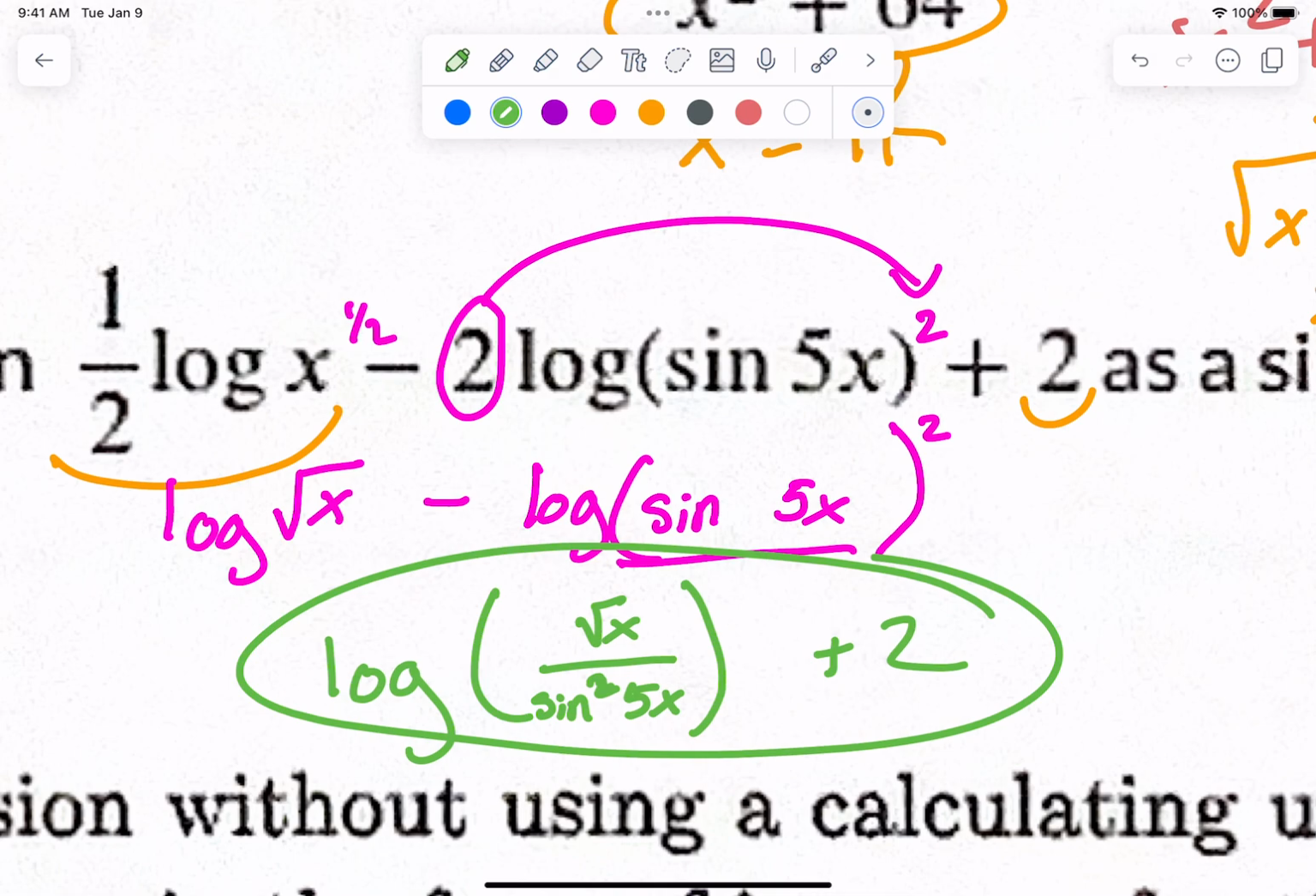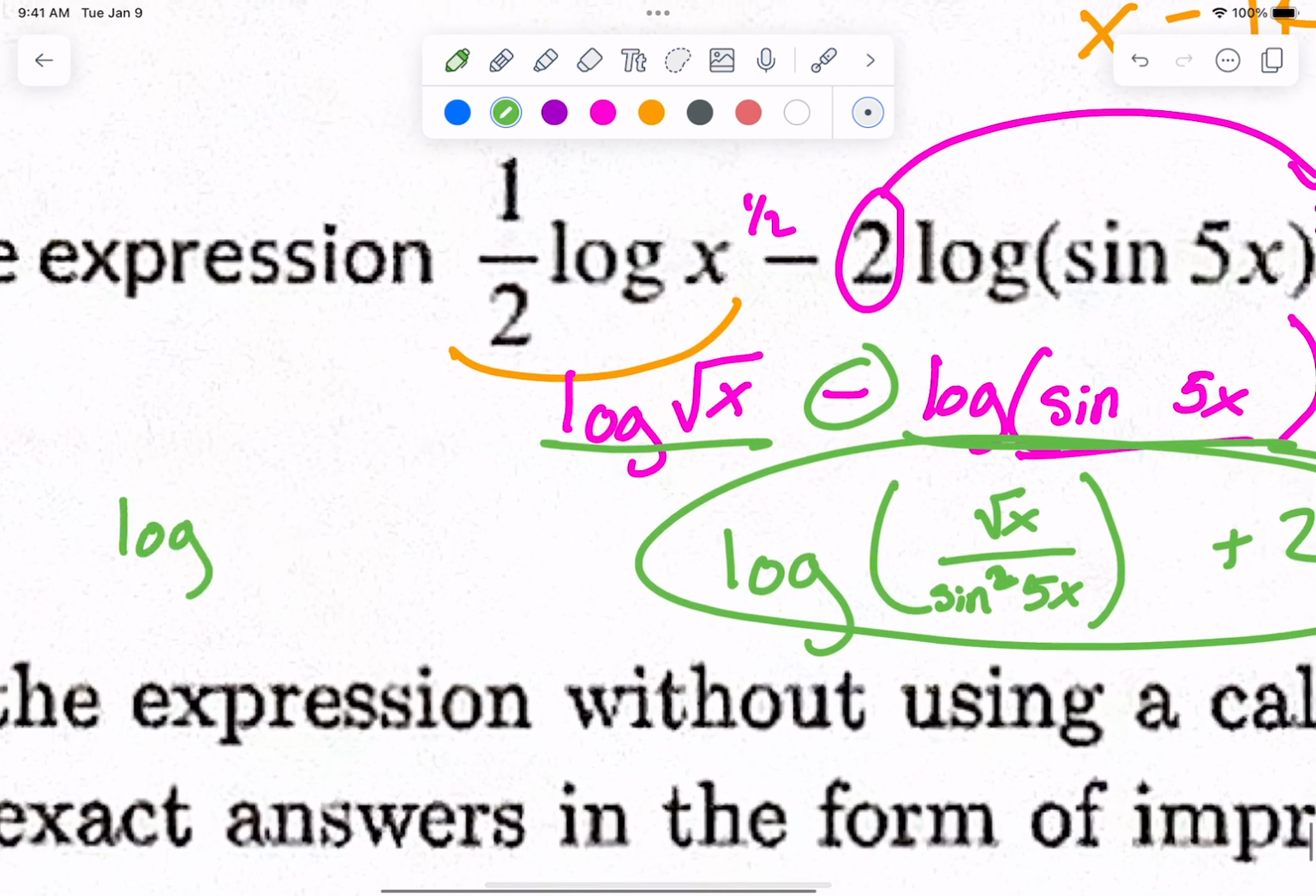Why can we divide it? Because it's subtraction. You have 2 logs and minus means divide. So when you combine the 2 logs into 1 log, if it was plus, what would you do? Multiply. Plus means multiply, minus means divide. What would it look like? Log of square root of x times sine 5x squared, with a little dot in parentheses. That's what it would look like if it was plus.